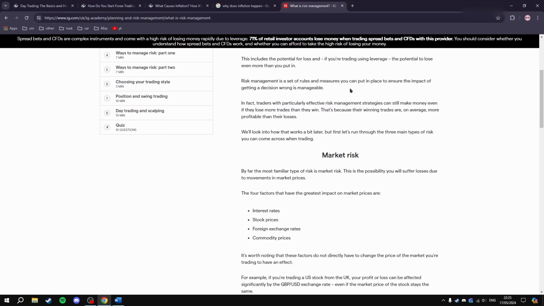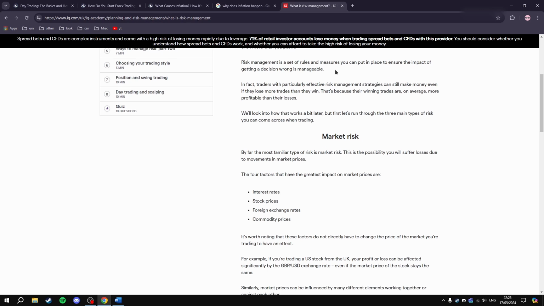This includes the potential for a loss, and if you're trading using leverage, the potential to lose even more than you put in. Risk management is a set of rules and measures you can put in place to ensure the impact of getting a decision wrong is manageable.